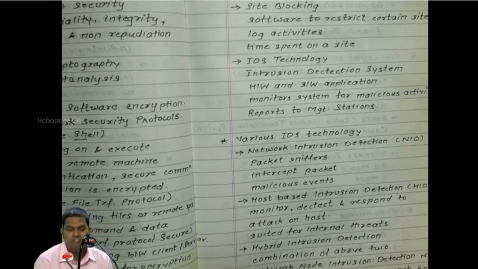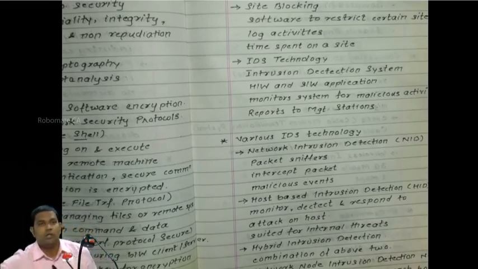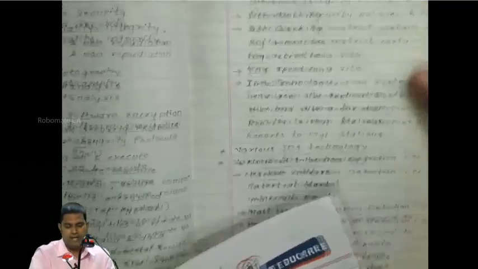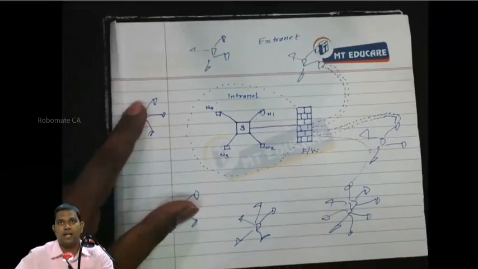With this, I have finished off with network security. All the subtopics of network security have been completed, after network security techniques and the various IDS technologies. Understanding? So, you can begin with the diagram of firewall.